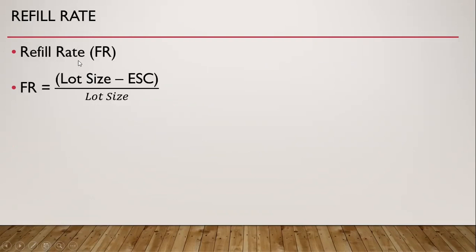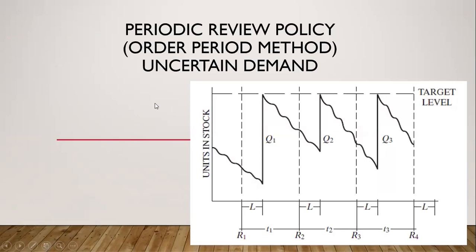So refill rate, that is FR, is defined as lot size minus expected shortage quantity divided by lot size. Now the scenario: this is a different replenishment policy, the periodic review policy or order period method. And here I will consider when demand is uncertain.